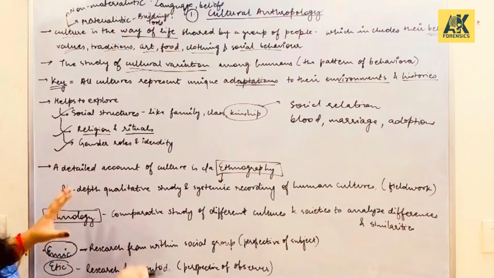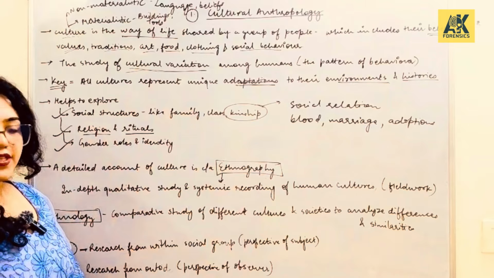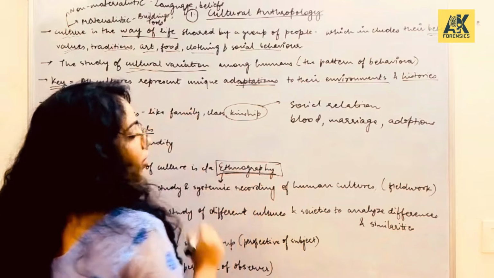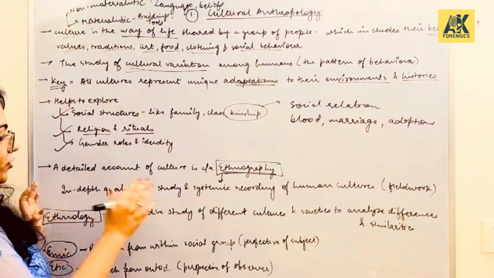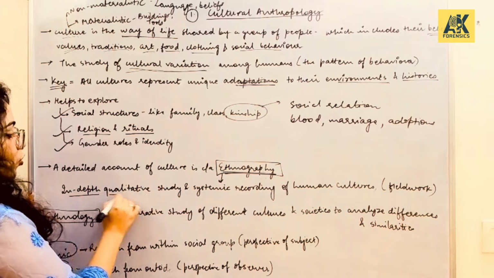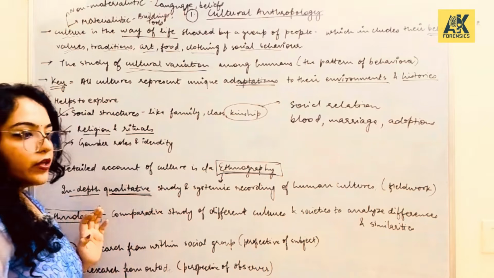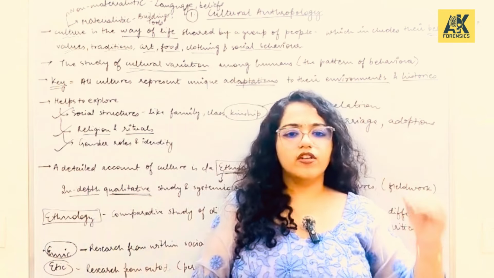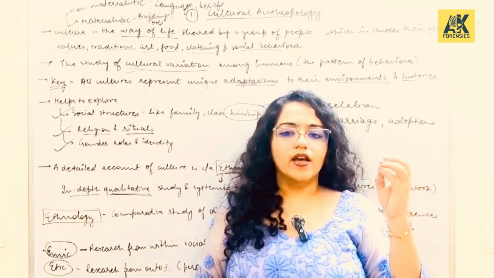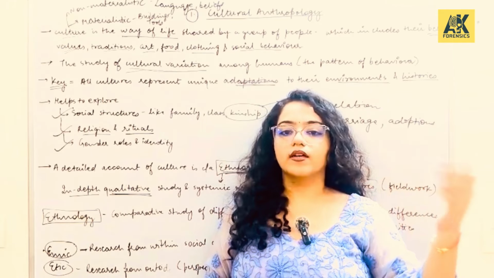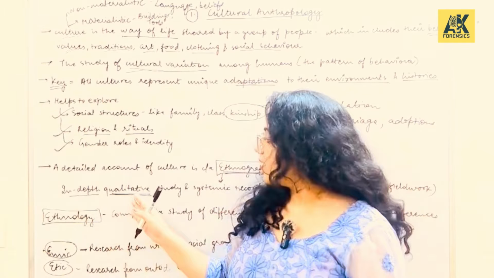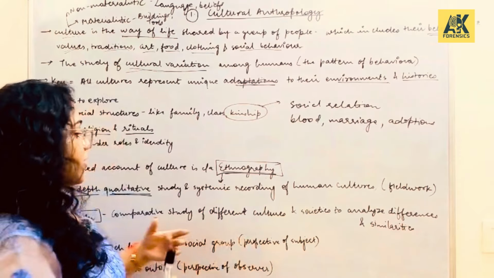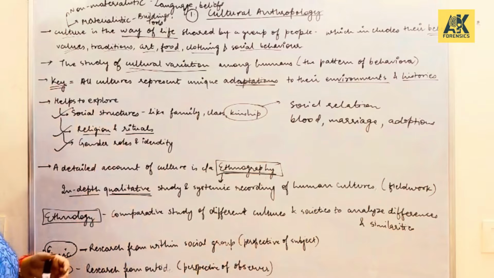So when we say a detailed account of culture, it is actually called ethnography. So ethnography is an in-depth qualitative study. There are these two types of studies. One is a quantitative study in which we measure things that are measurable through certain parameters. But then there is this qualitative study which we can only describe. It is a descriptive form of study.